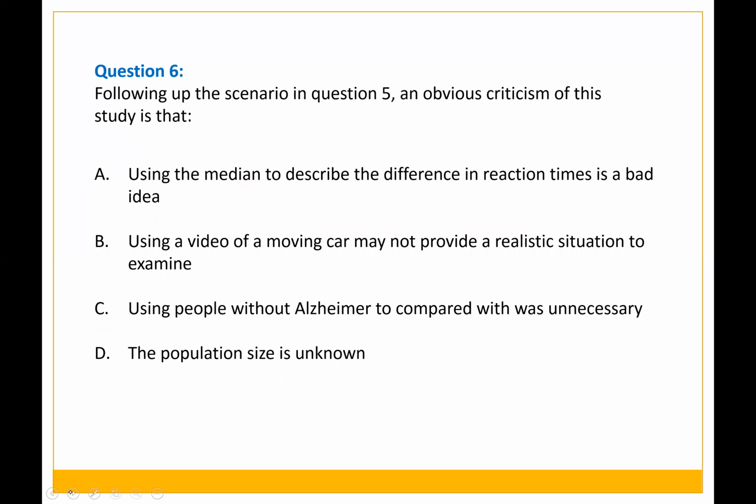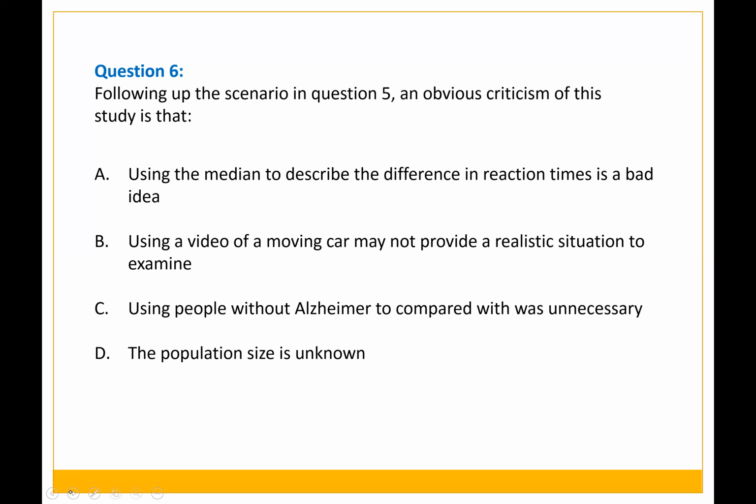So an obvious criticism of this study is that A, using the median to describe the difference in reaction times is a bad idea. Okay. The choice to use median or mean depends on the populations, and it doesn't tell us anything about the data. So it's possible to use the median if the data actually have some outliers. So A can be correct, can be not, so I leave it there. B, using a video of a moving car might not provide a realistic situation to examine. I'll put B there. It doesn't really tell me much.